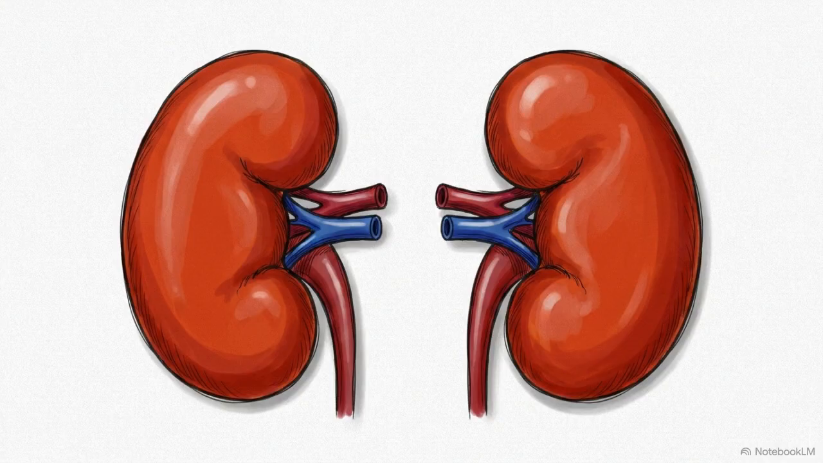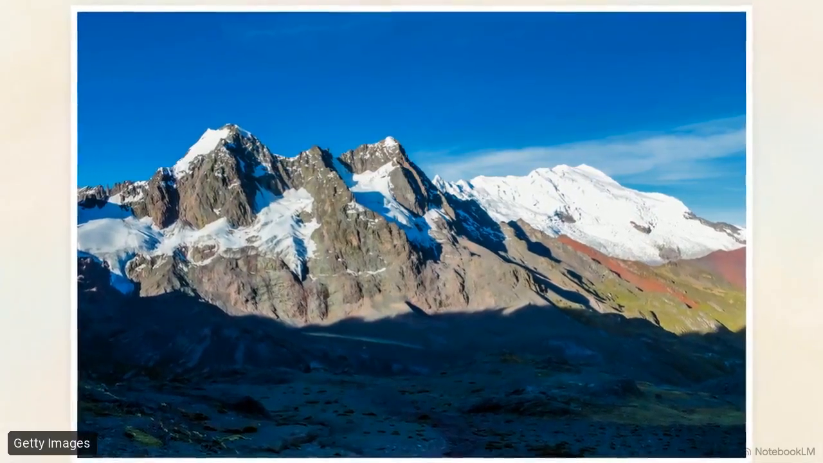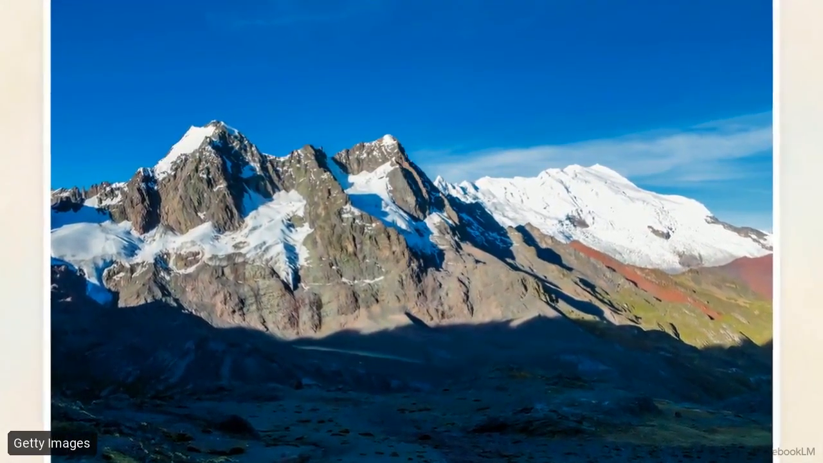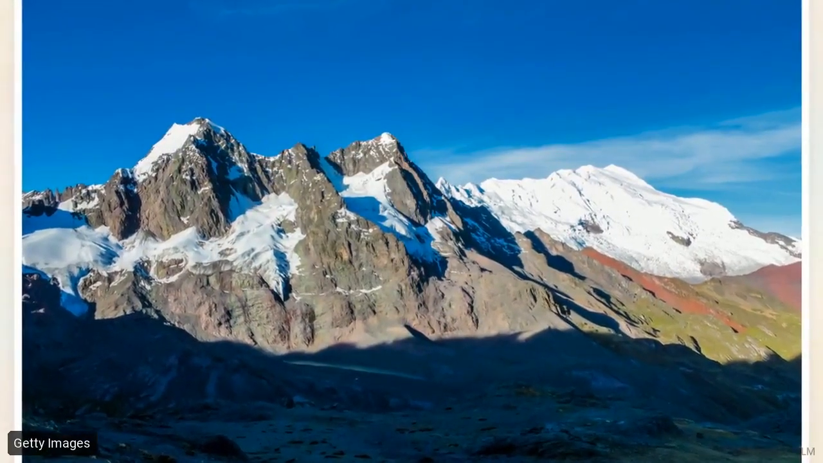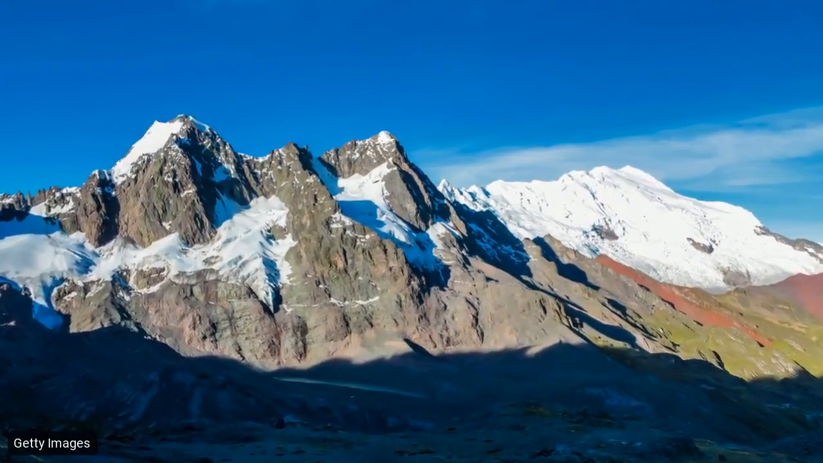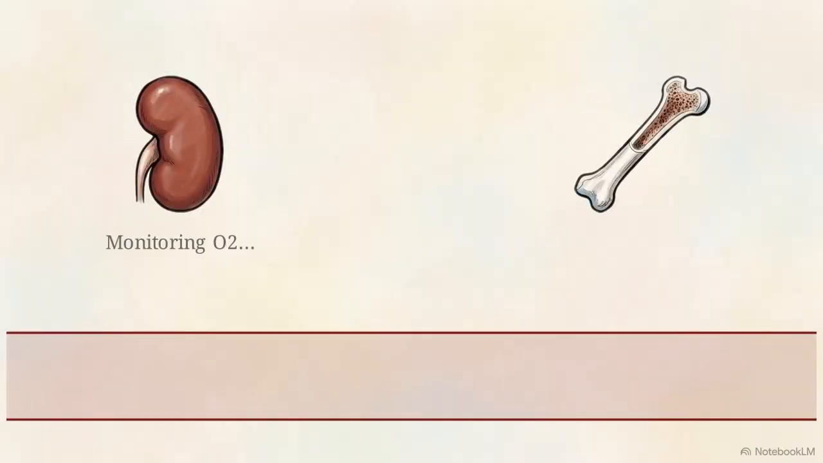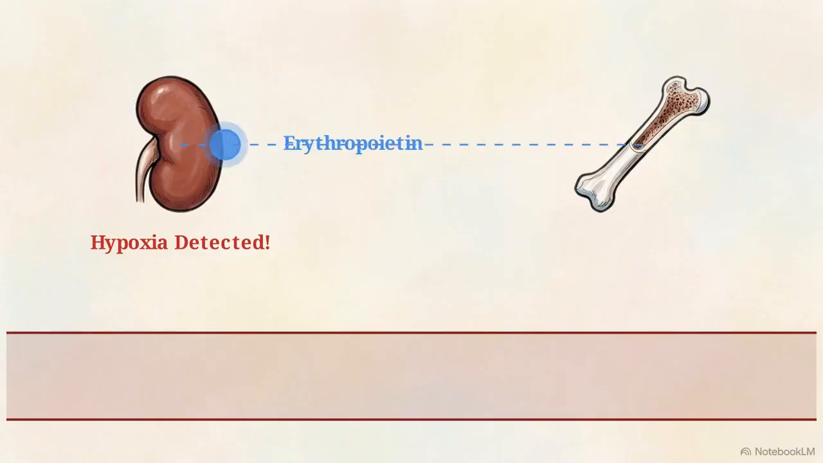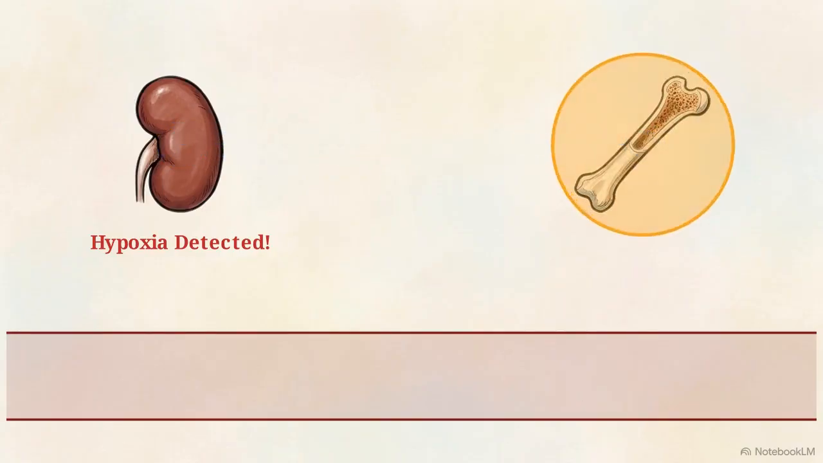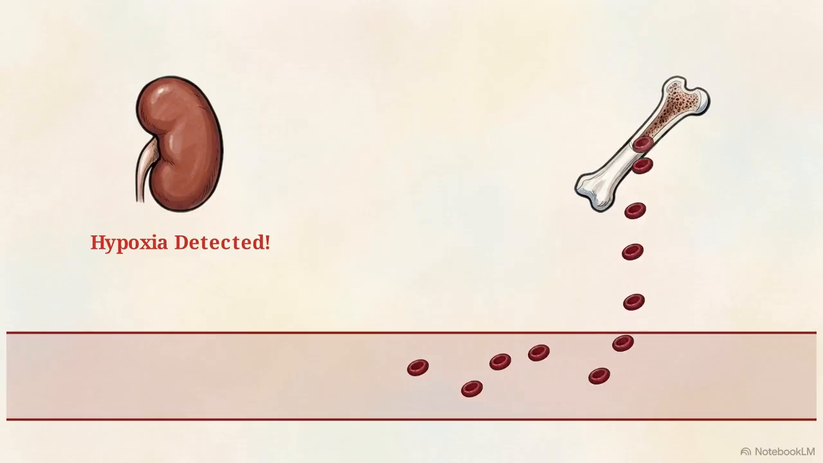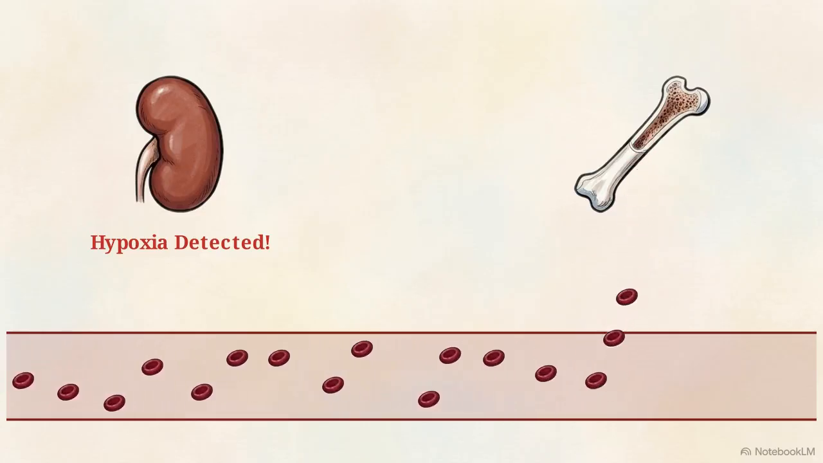Beyond processing waste and managing fluid, the kidneys serve another crucial function. If you travel to high altitudes, the drop in atmospheric pressure limits the amount of oxygen your blood can carry, creating a condition called hypoxia. The kidneys constantly monitor blood oxygen levels. When they detect this hypoxia, they secrete a hormone called erythropoietin. This travels directly to your bone marrow, stimulating it to produce millions of new red blood cells to compensate for the thin air.